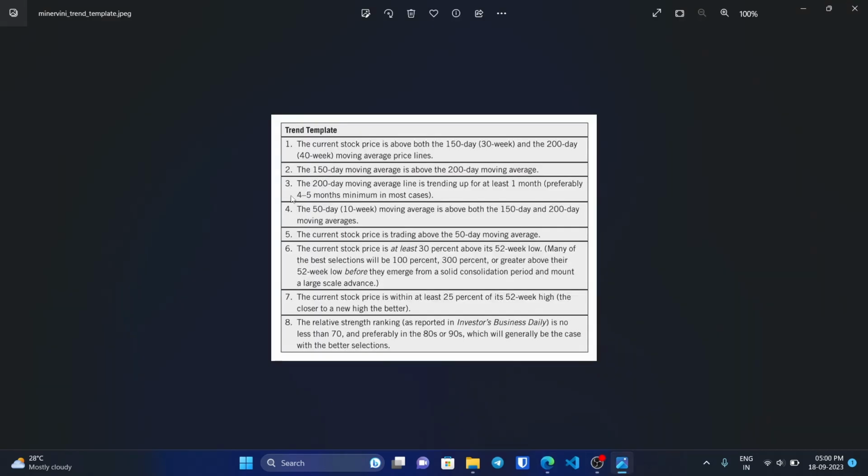Now we are going to our third condition. That is, the 200-day moving average line is trending up for at least 1 month, preferably 4 to 5 months minimum in most cases. Here we are going with a minimum of 4 months. 4 months will be around 80 trading days. For this criteria to match, we will check in the last 80 days how many times the stock price closed below the 200-day moving average. If the count is zero, then we can filter that stock.